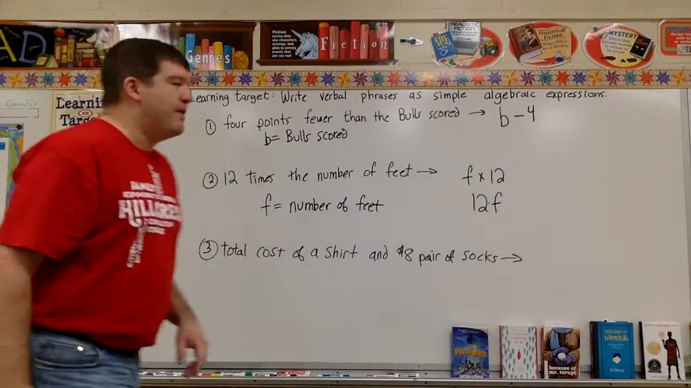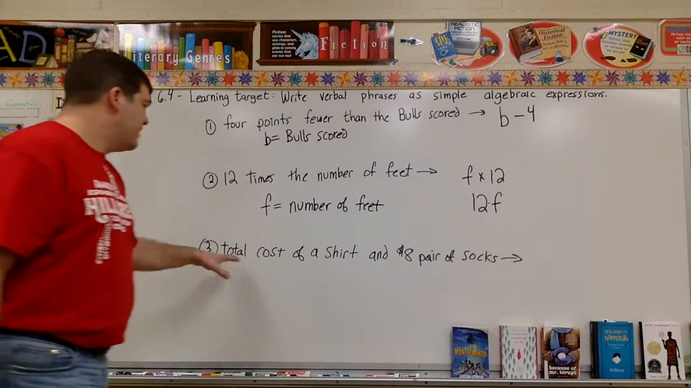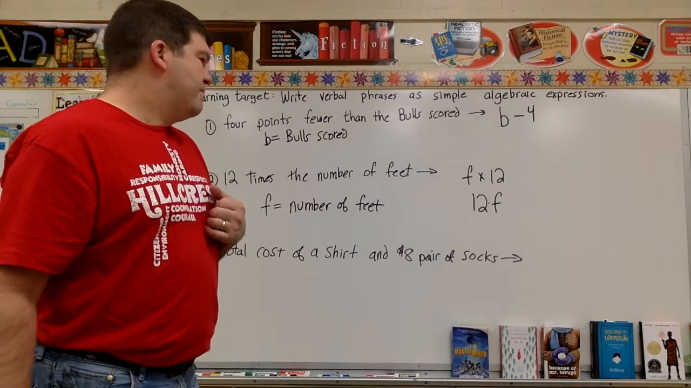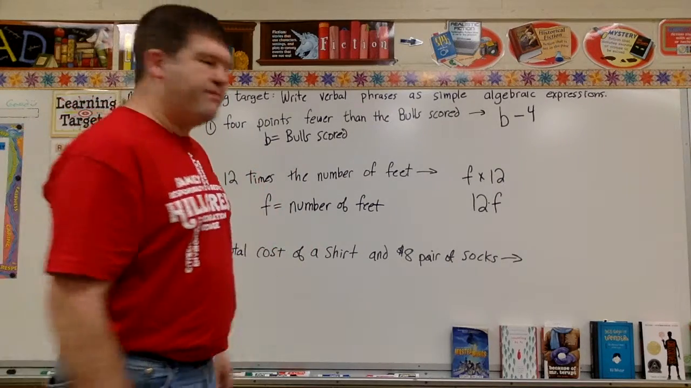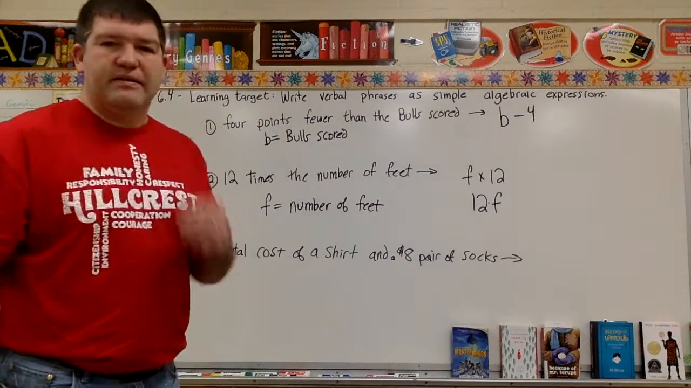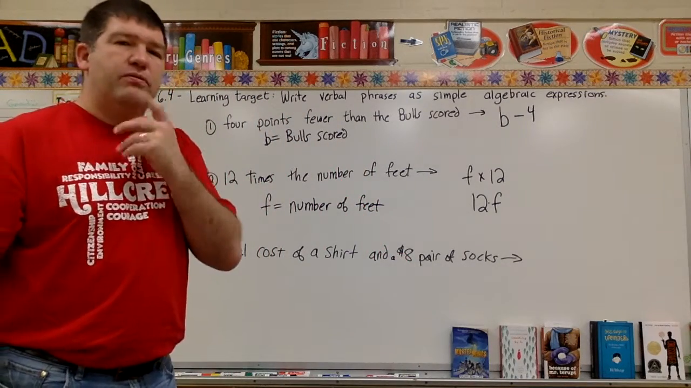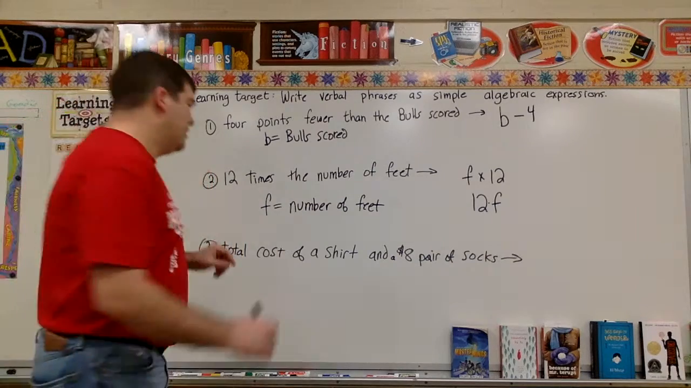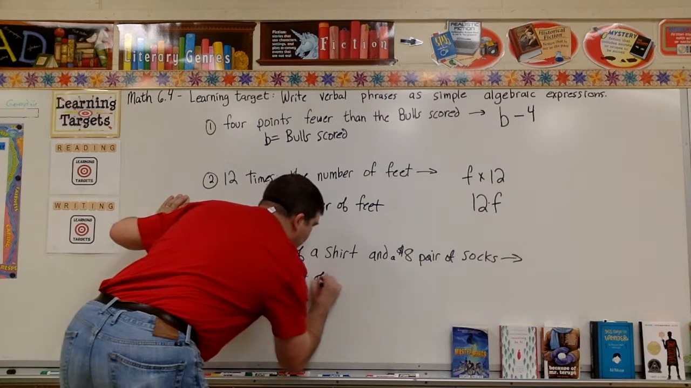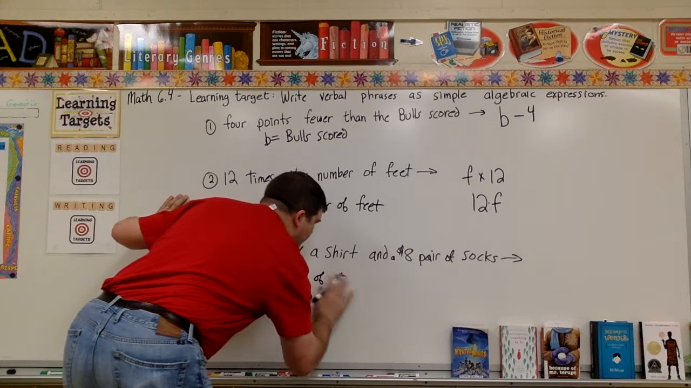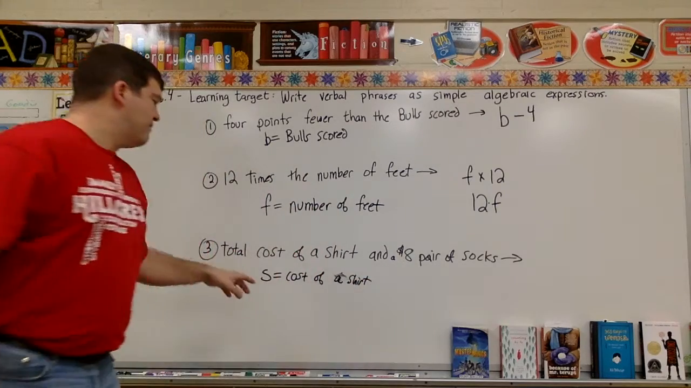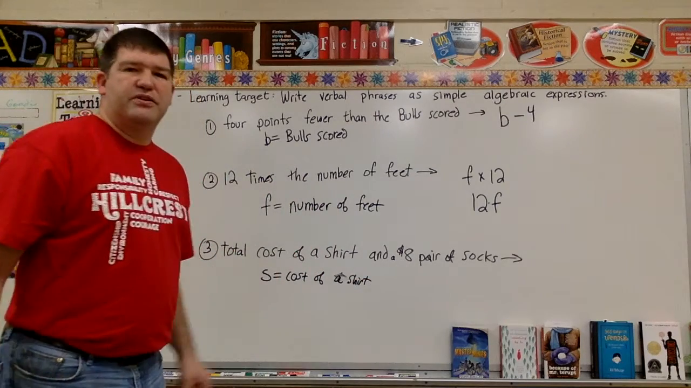Okay? All right, let's do the last one. The cost of a shirt and an $8 pair of socks. Okay? So do we know the cost of a shirt? No. S equals cost of a shirt. Okay? So my variable is S, cost of a shirt.